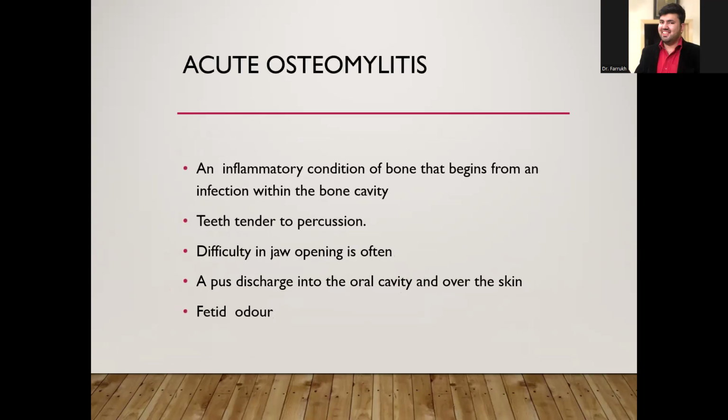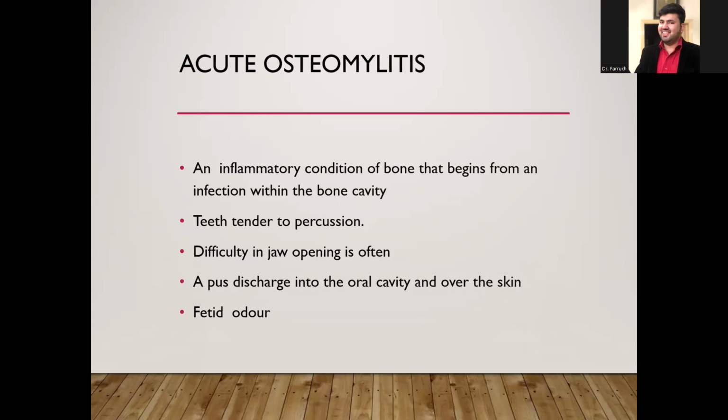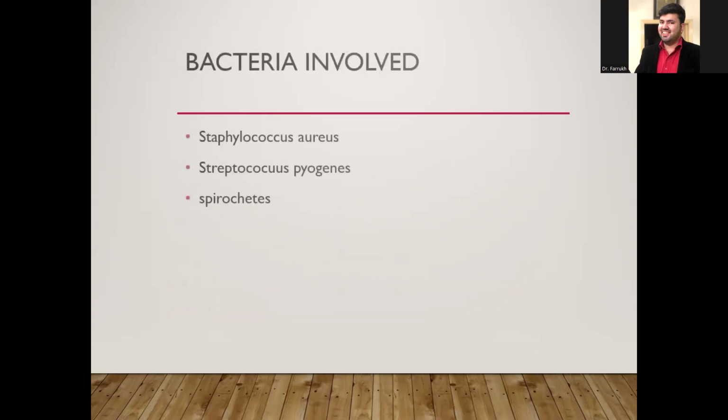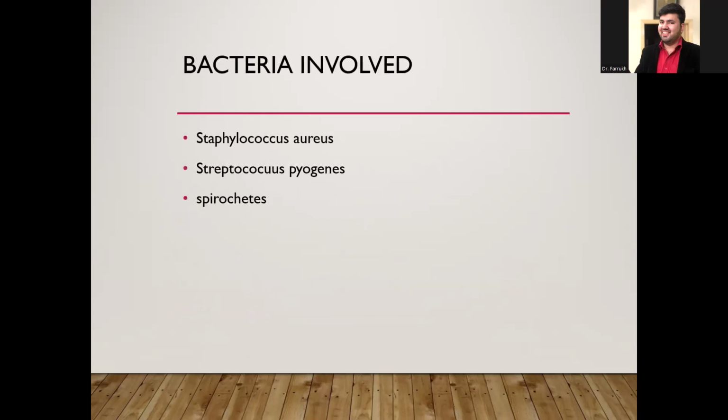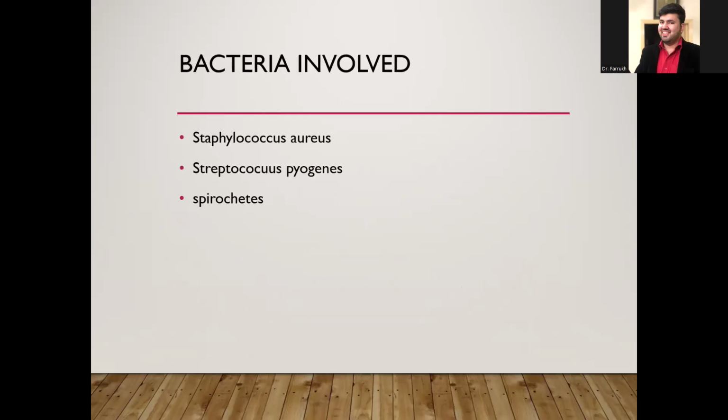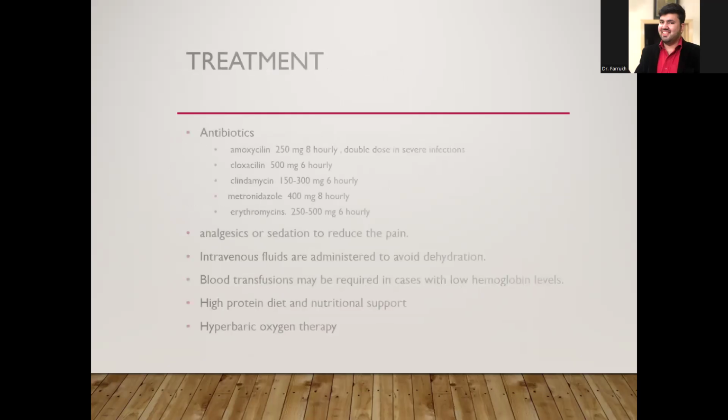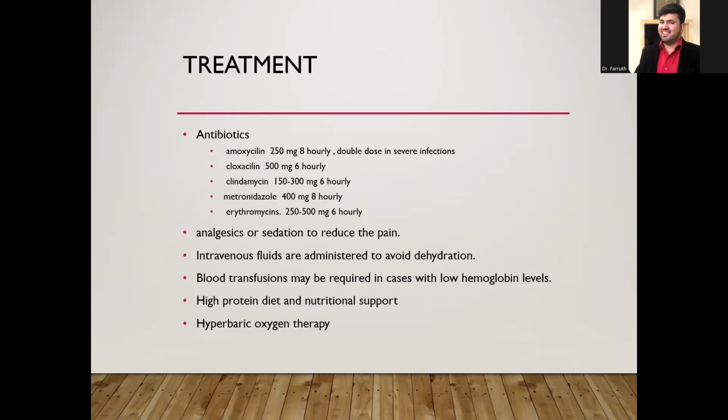Acute osteomyelitis, an inflammatory condition of the bone that begins from an infection within the bone cavity. Teeth tender to percussion. Difficulty in jaw opening is often present. You can see a pus discharge into the oral cavity and over the skin, and a fetid odor. The bacteria involved are Staphylococcus aureus, Streptococcus pyogenes, and spirochetes. Okay. Treatment: antibiotics, amoxicillin, cloxacillin, clindamycin, metronidazole, erythromycin.